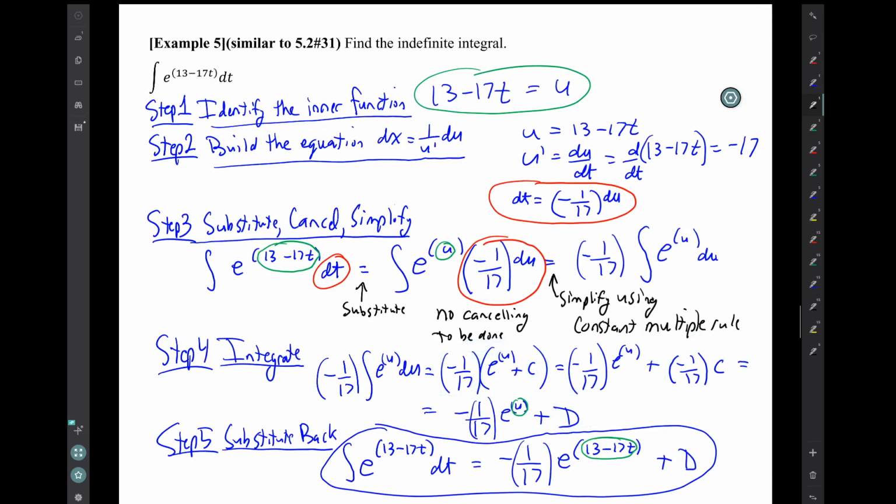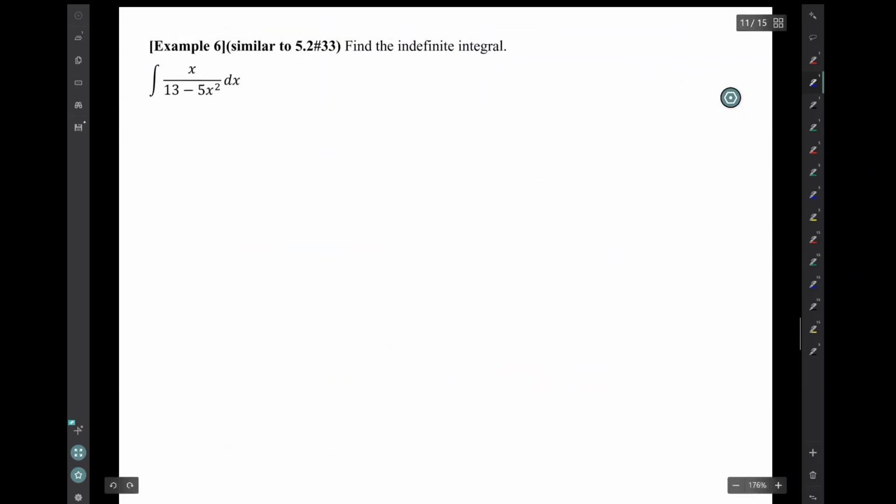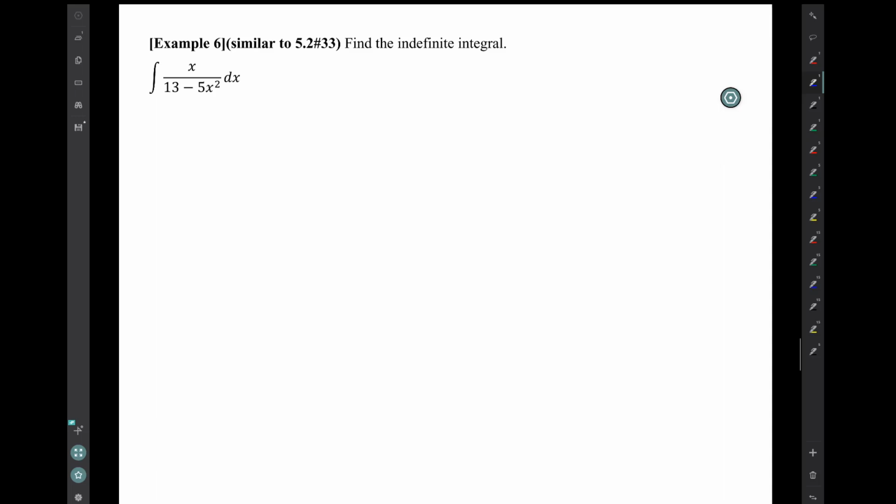Finally, we substituted back using the green circled equation to do this green substitution, replacing the u with that green circled expression. And again, the result of substituting back is this function form, which is what this integral symbol stands for. Let's go on. Example 6. Find this indefinite integral. I'll take the standard approach.